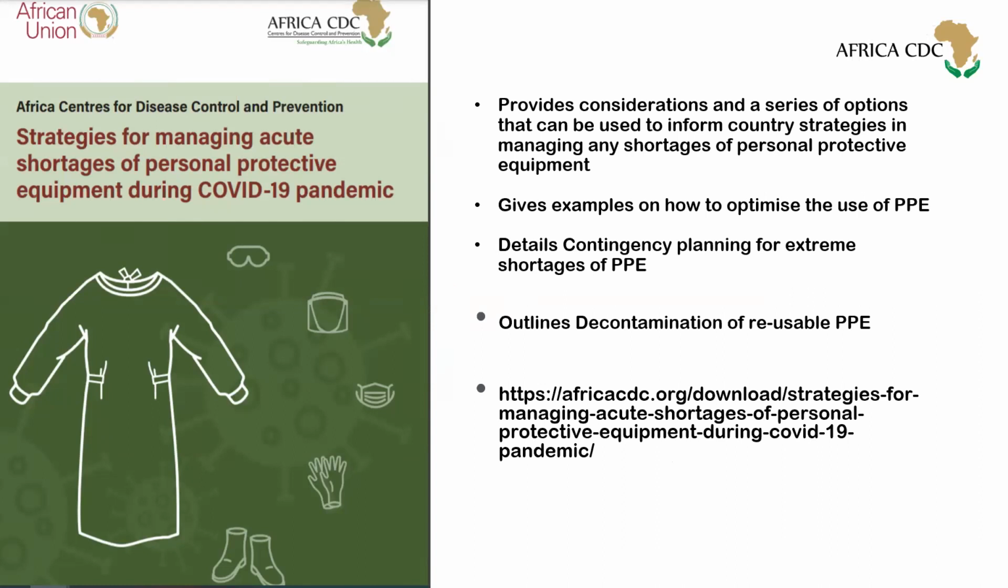Then another document we also looked at is managing acute shortages of PPEs during the pandemic. And this, we all know that PPEs are not enough. We are constantly running out. So it gives some considerations and some options that we can use in our countries to manage shortages. It also gives examples on how to optimize the use of PPE, some contingency planning, and also decontamination of some reusable PPEs.